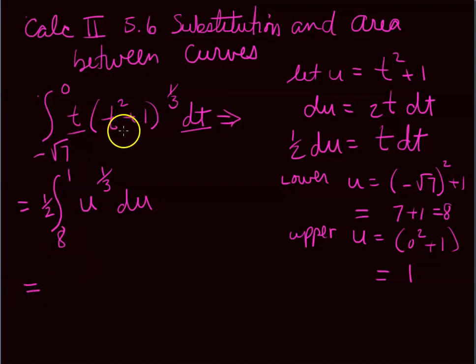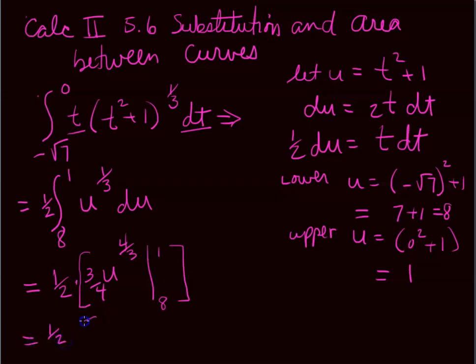Now you could substitute in and then get back to the t's and use this negative square root of 7 and 0. But if you just need the number, you might as well change the u limits of integration also. So first of all, we're going to add 1 to the exponent. That's u to the 4/3. And then dividing by that new exponent, dividing by 4/3 is really multiplying by 3/4. And this is evaluated from 8 to 1. And then we'll multiply by the 1/2.